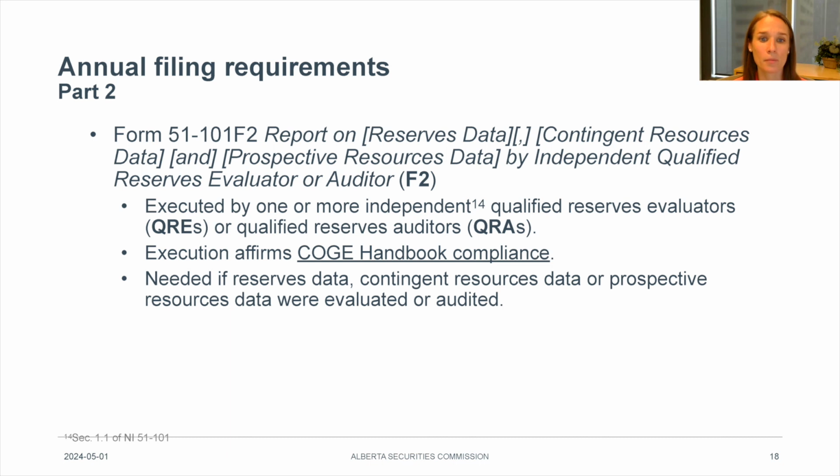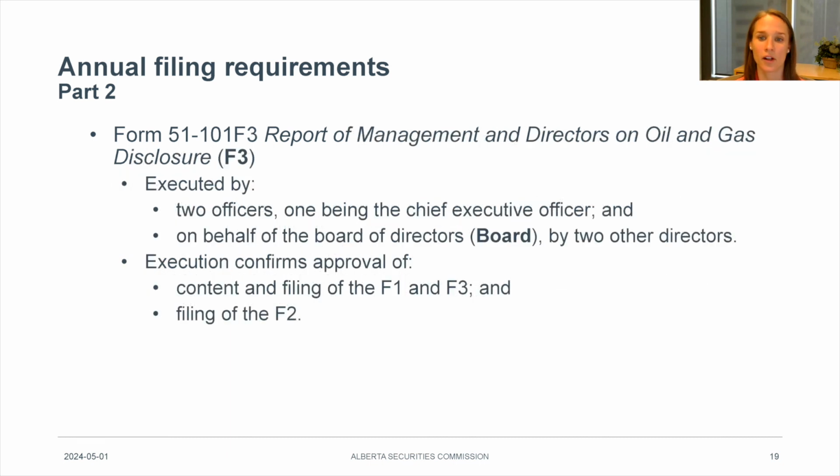Okay, so the third main form required under 51-101 related to the annual filing requirements is the F3. This is the report of management and directors on oil and gas disclosure. So regardless of whether the issuer had reserves or disclosed resources other than reserves in their F1, the F3 applies. The F3 is critical.